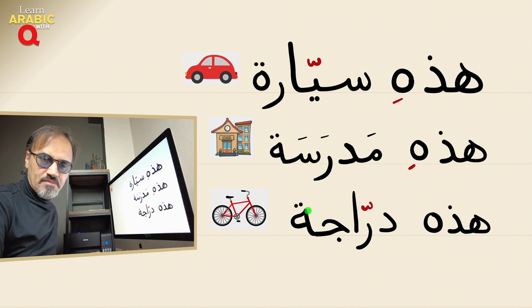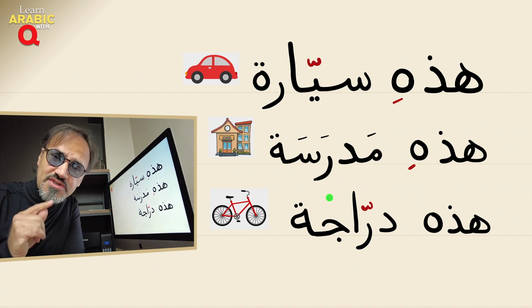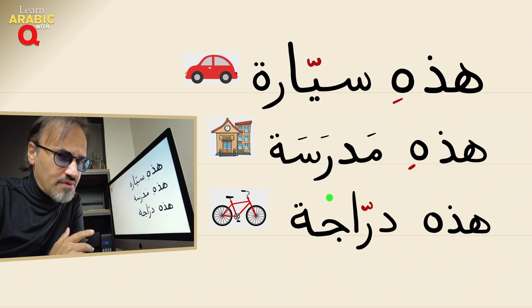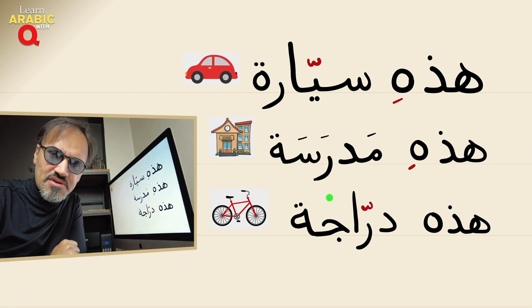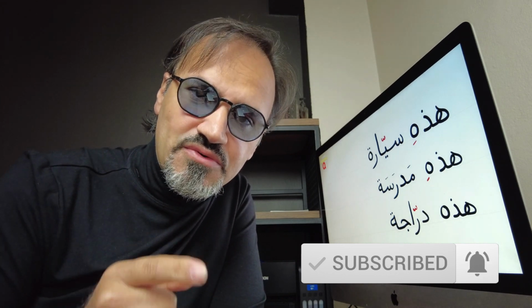Okay? So, congratulations. Now you know how to make 6 sentences pointing at 6 things. 3 of them are masculine, and 3 of them are feminine. Great job. What I want you to do, go through the lesson again, repeat after me the sentences that I'm saying, try to write them down, okay? And I'll see you in the next lesson.